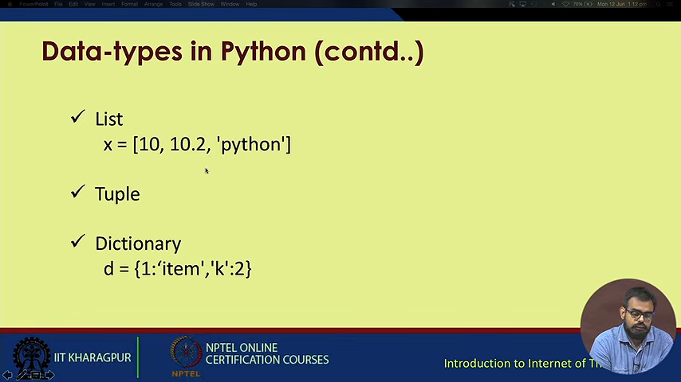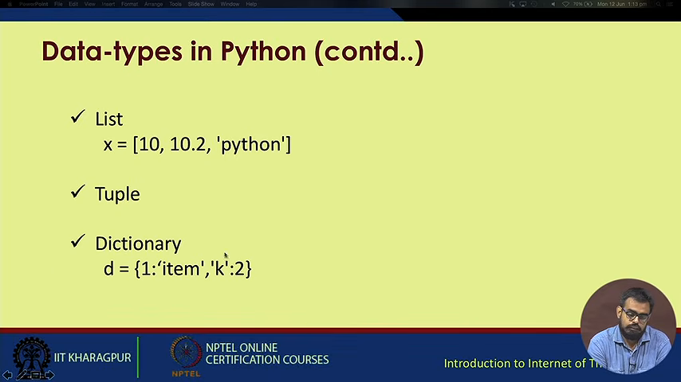So a list is an ordered sequence of items, right? You can see x equal to, within the square brackets, 10, 10.2, and within quotes, "Python". So you can assign an integer, a float, as well as a string type to the various elements of the list. Then the next data type is called a tuple. A tuple is an ordered sequence of items which once created cannot be changed or modified.